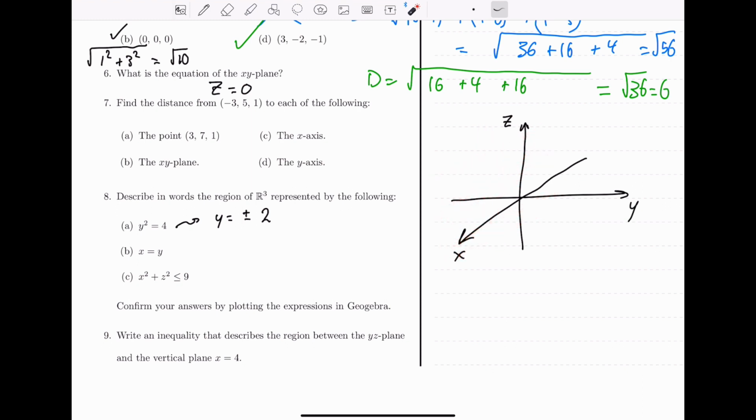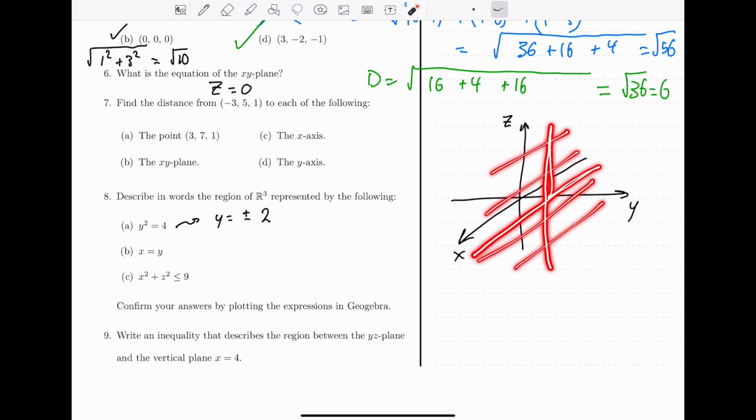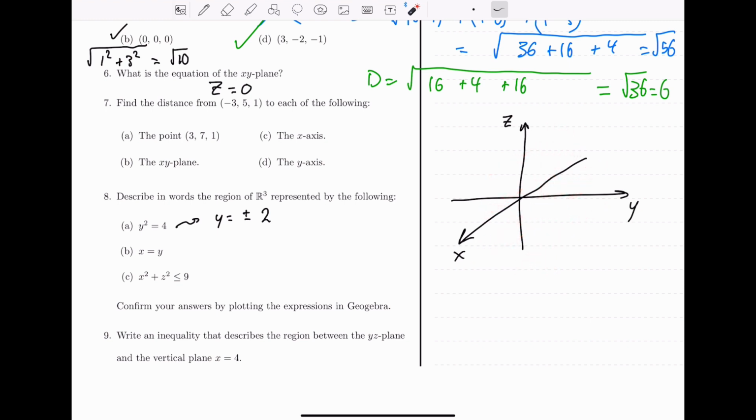If y equals positive 2, we have the same sort of thing, but on the positive side. We have y equals positive 2, x can be anything at all, z can be anything at all, and we get a plane here that passes through y equals 2. So we have two parallel planes, one passing through negative 2 on the y-axis, one passing through positive 2.